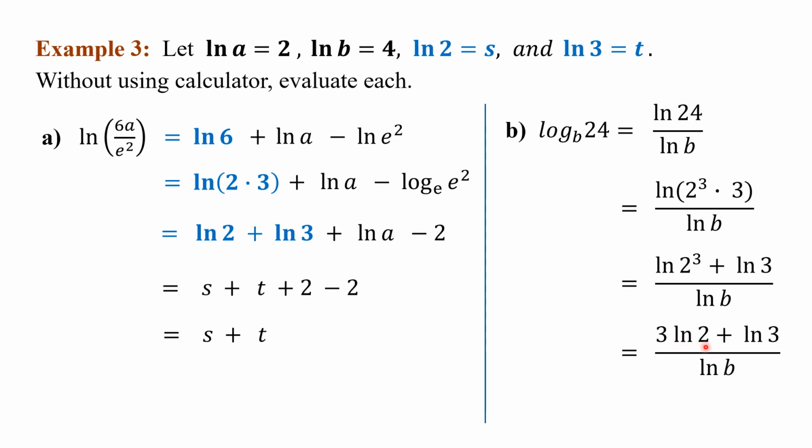So now ln 2 is S, so 3 times S, plus ln 3 is T. So we have 3S plus T divided by 4, because 4 is ln b. So this is the final answer for this question.